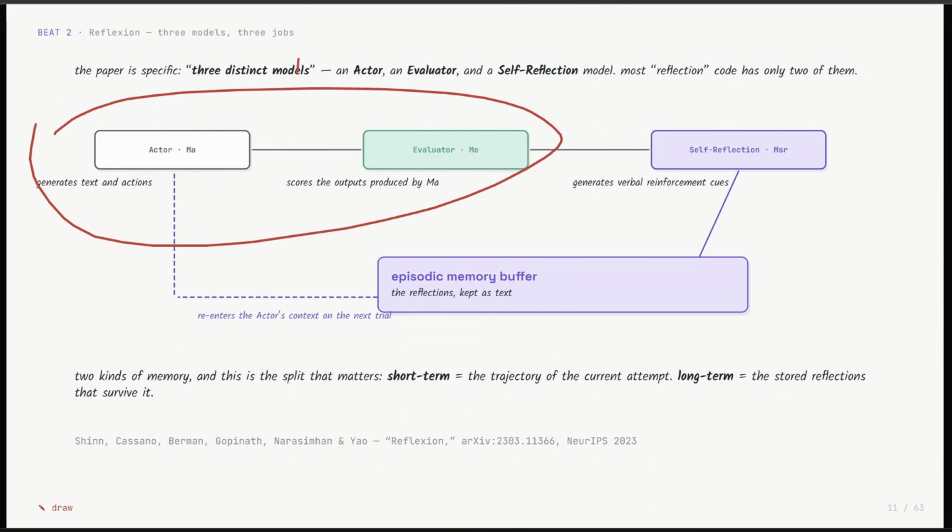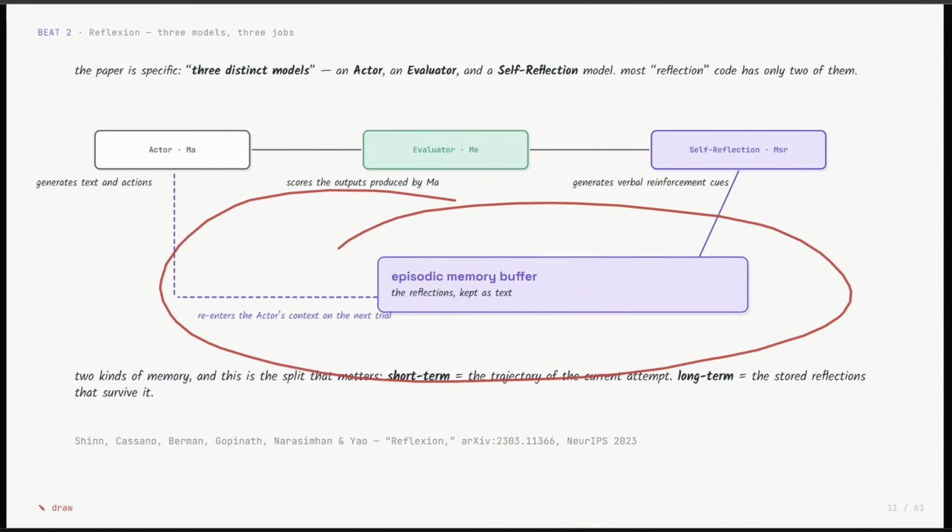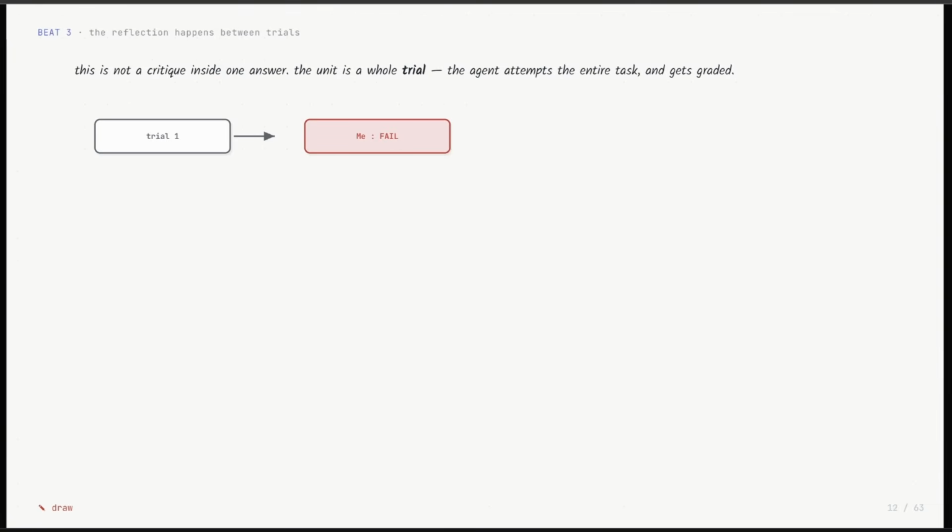Because this short-term memory actually dies. This part will die between the attempts. The long-term memory is stored reflections, and this will survive each attempt. And this will be controlled by the self-reflection model. So here, this is what people get wrong about this pattern. It's not a critique inside one answer. The unit as a whole is a trial.